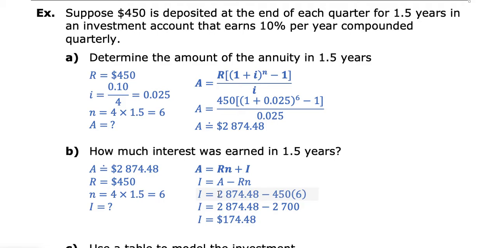So the amount minus the regular payment times the number of times that we make it, we've actually contributed $2,700 of our own money, which leads us to the interest that we earned. The difference is $174.48.